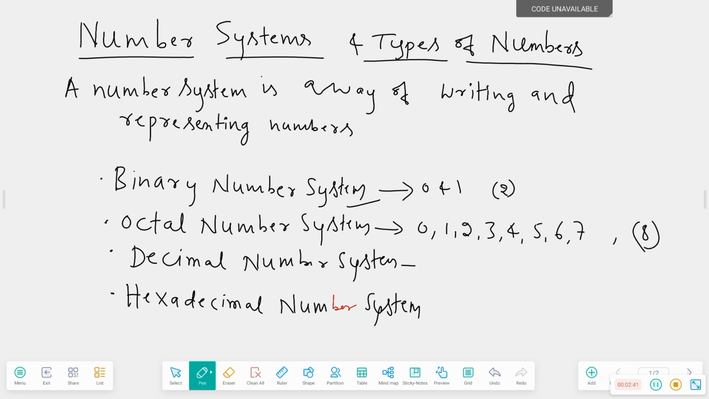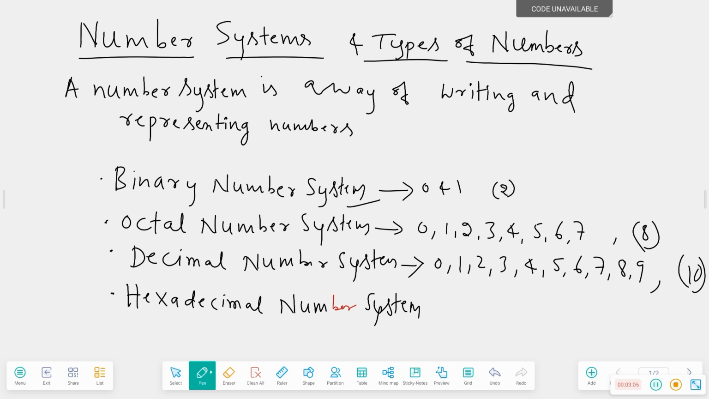And the decimal number system, in this number system we are using 10 digits, they are 0, 1, 2, 3, 4, 5, 6, 7, 8, 9. These 10 digits we are using in decimal number system, and the base of this decimal number system is 10.